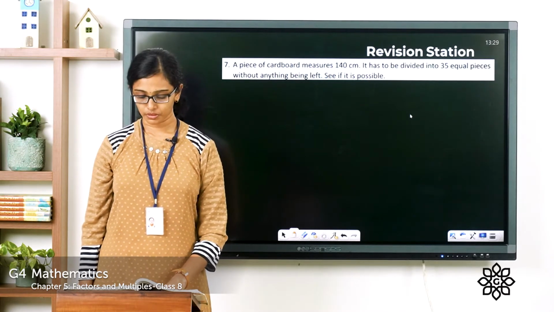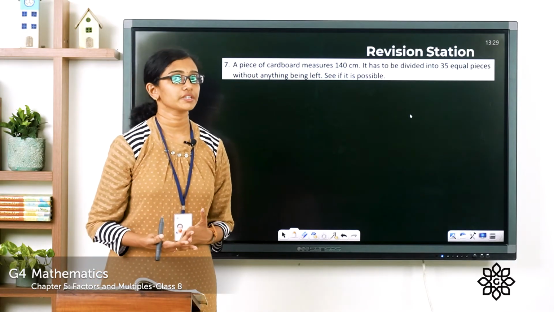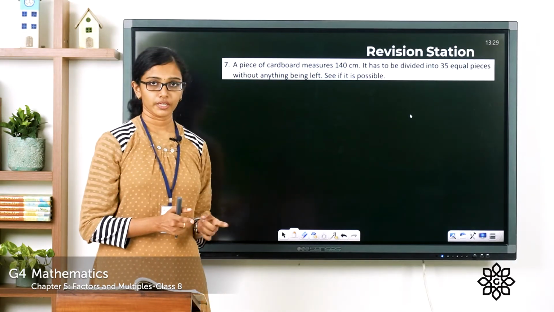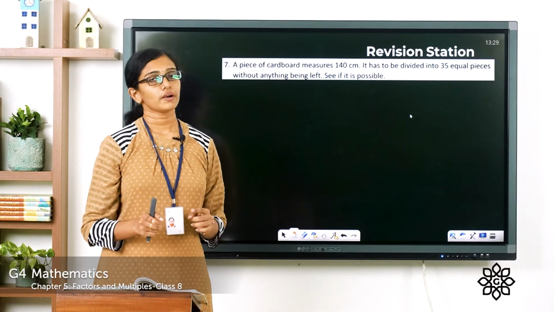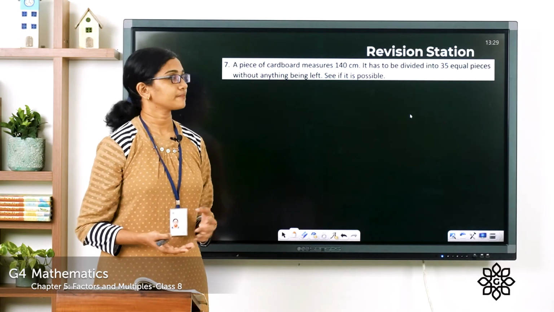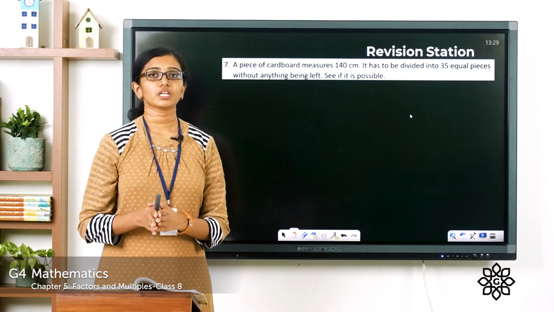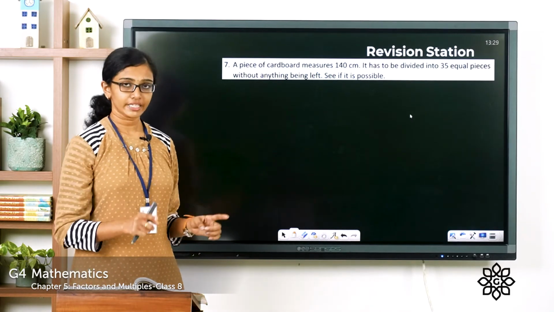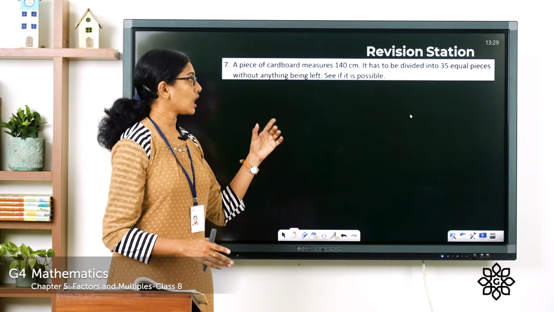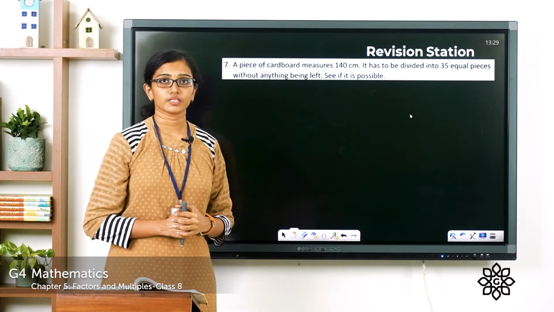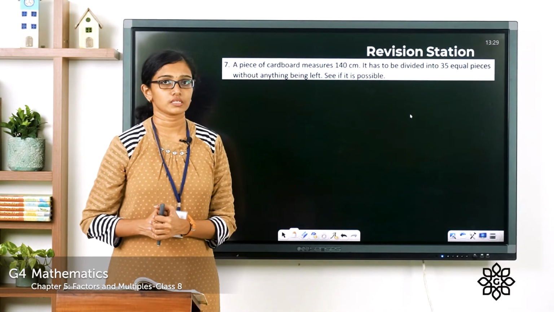See if it's possible. So, what data is given in the question? We have this cardboard piece and it measures 140 centimeters on each side. We are asked to check if it is possible to cut 35 equal pieces out of this one cardboard piece. So, how do we approach this question?